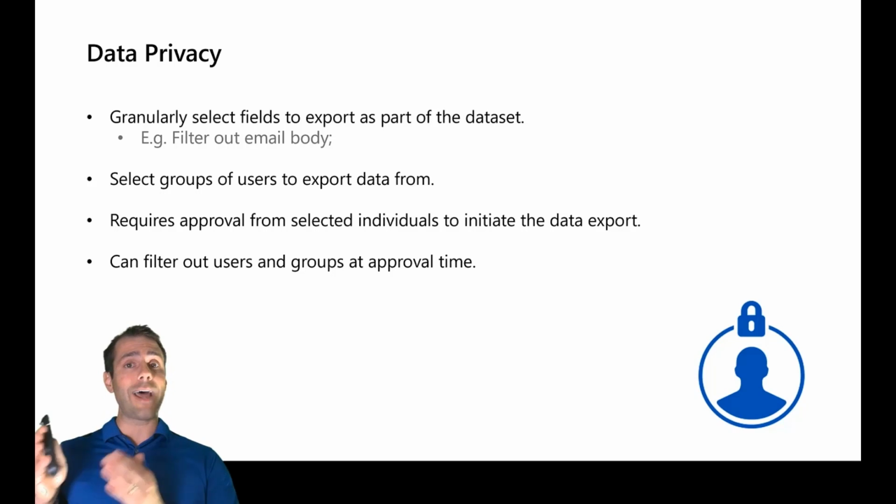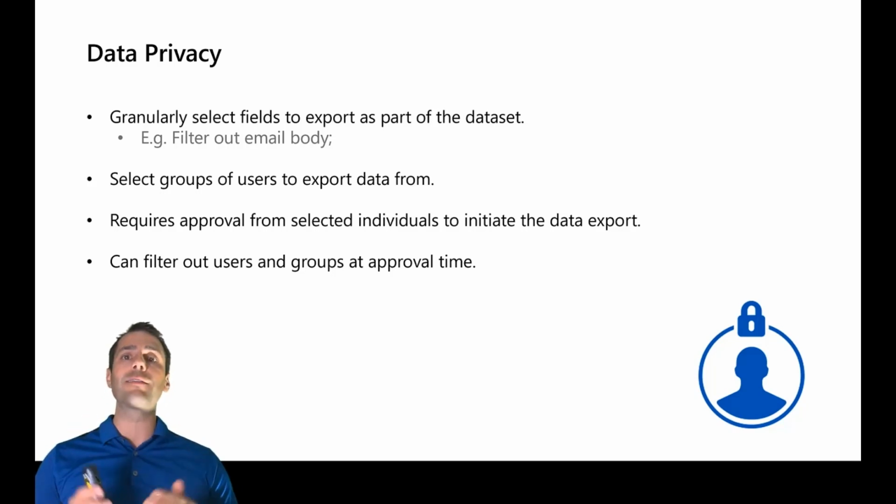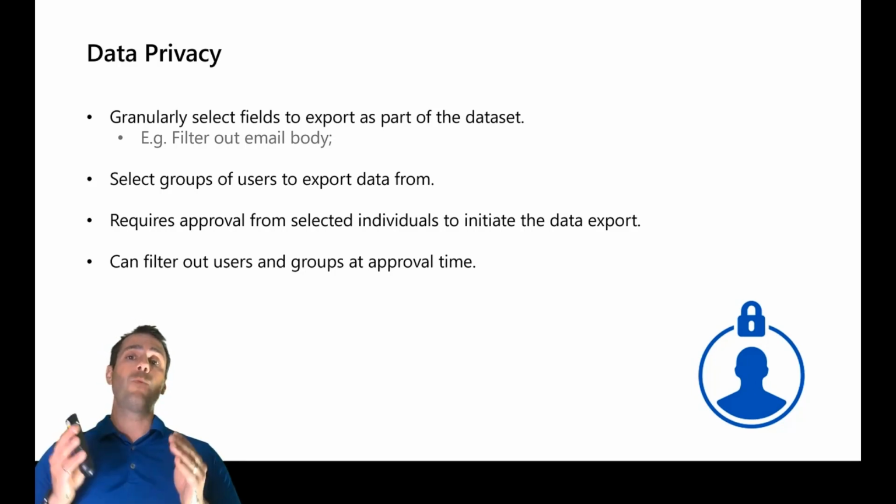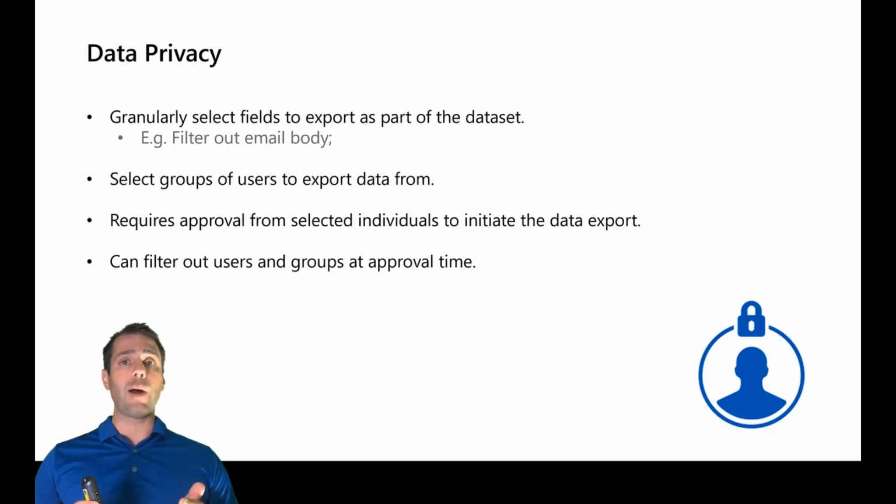But by default, that app will have access to read everything about the email, including the body, the content of the email. And in some situations, that might be a problem. With Microsoft Graph Data Connect, when you define your pipeline, you select the fields you want to export and you can actually filter out certain fields before doing the export.